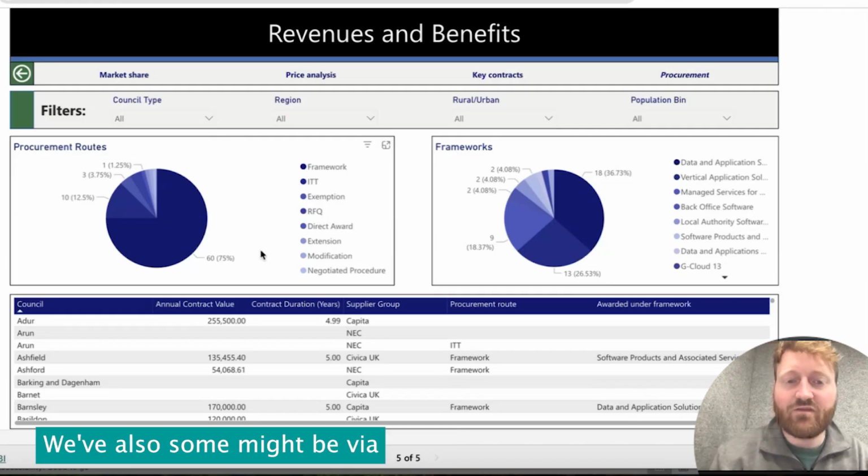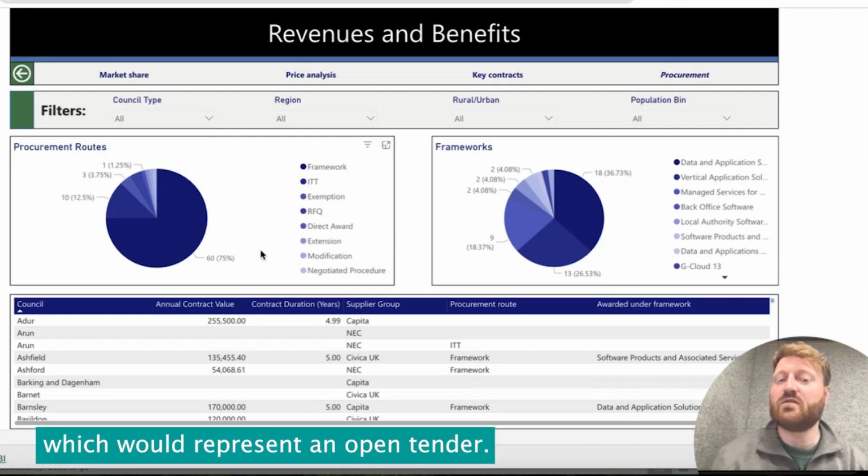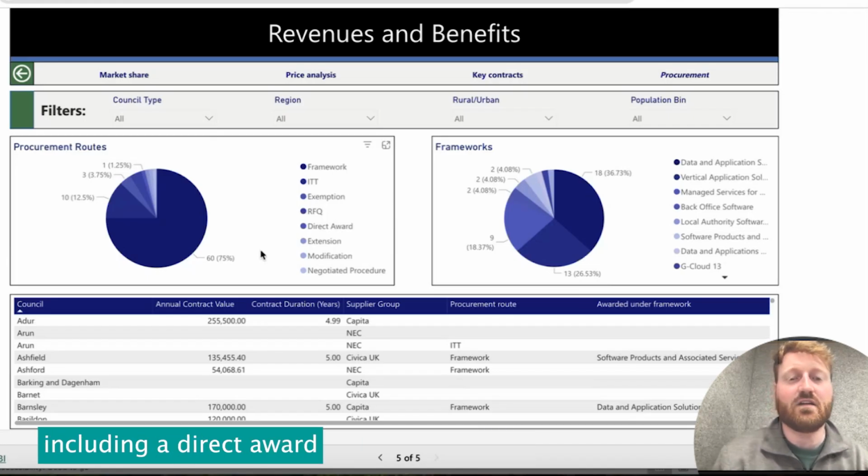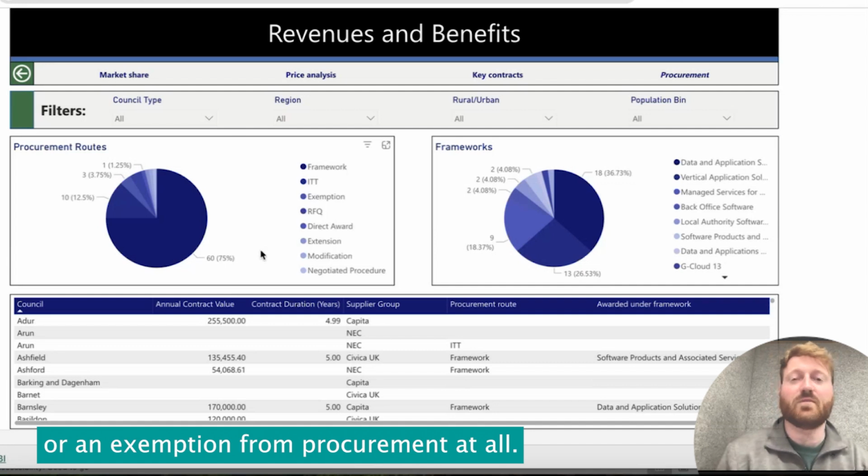We've also, some might be via what we've called here an ITT, which would represent an open tender. And in other cases, there are other procurement mechanisms that might have been used, including a direct award or an exemption from procurement at all.